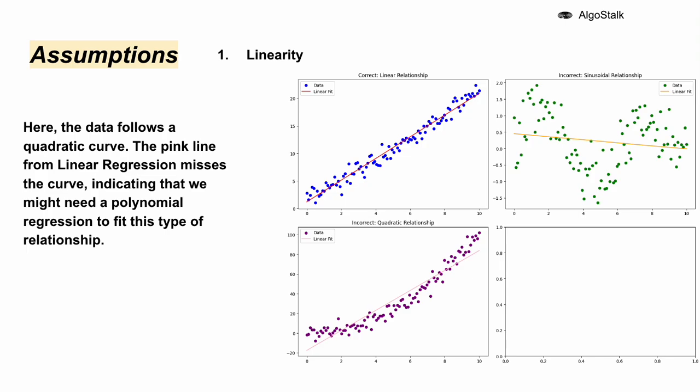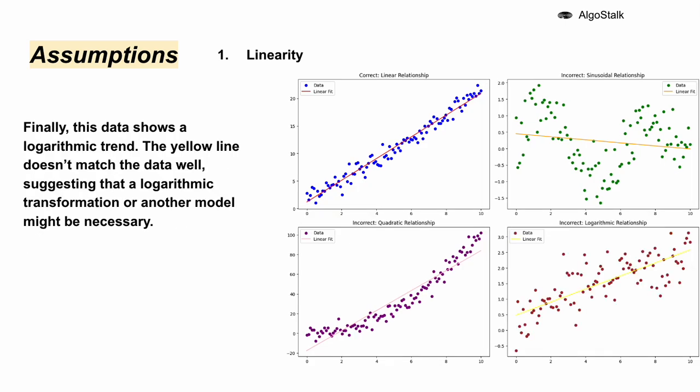Here, the data follows a quadratic curve. The pink line from linear regression misses the curve, indicating that we might need a polynomial regression to fit this type of relationship. Finally, this data shows a logarithmic trend. The yellow line doesn't match the data well, suggesting that a logarithmic transformation or another model might be necessary.